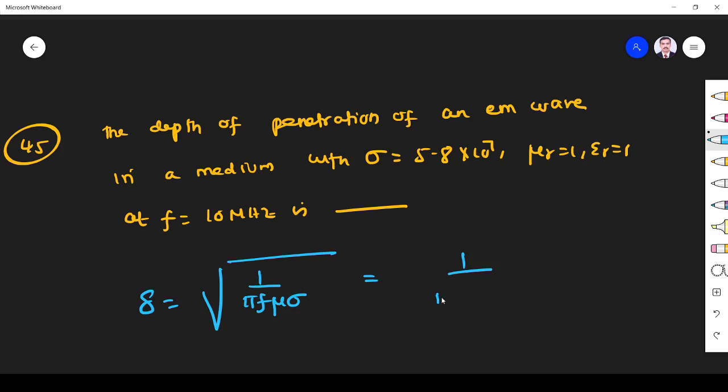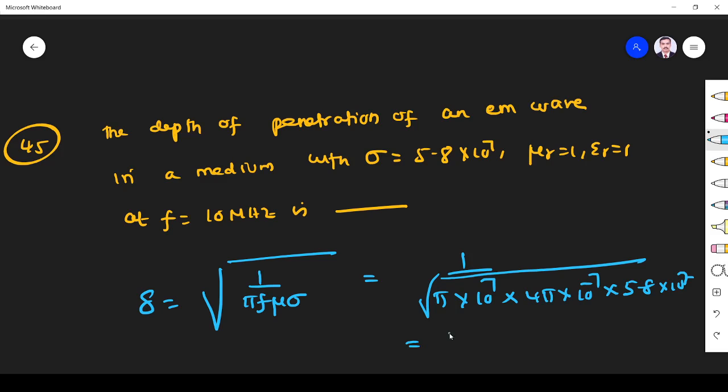So f is equal to 10 power 7, 10 megahertz. Mu is mu naught mu r, where mu naught is 4 pi into 10 power minus 7. Conductivity is 5.8 into 10 power 7. So it is equal to 6.08 into 10 power minus 6 meter. Simple problem. Okay.